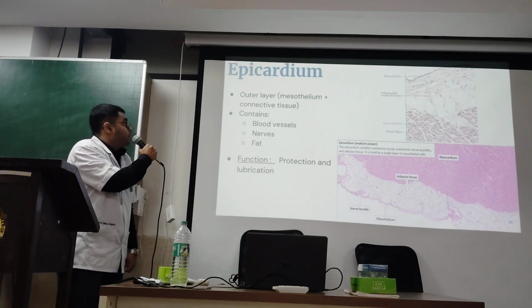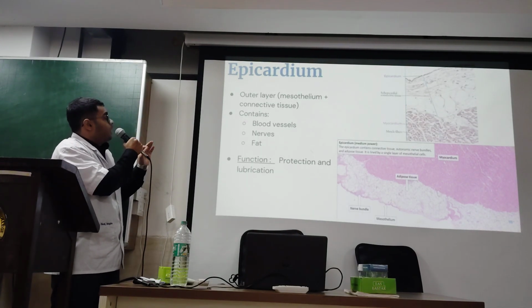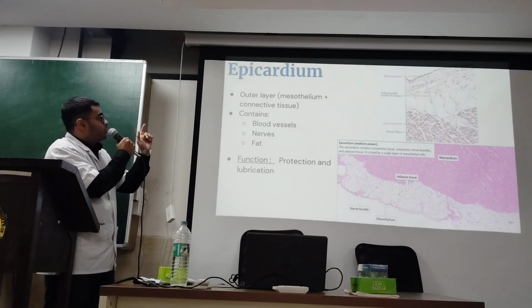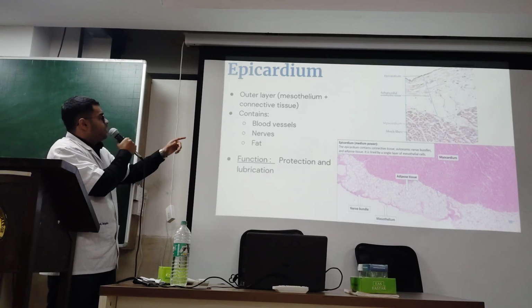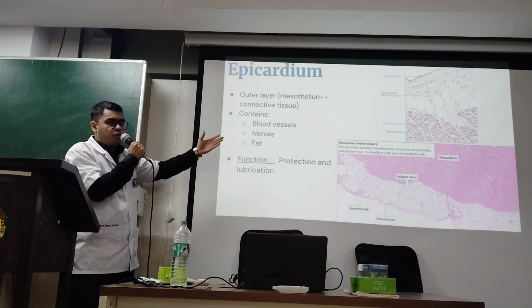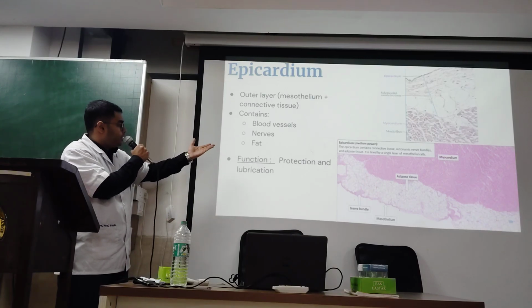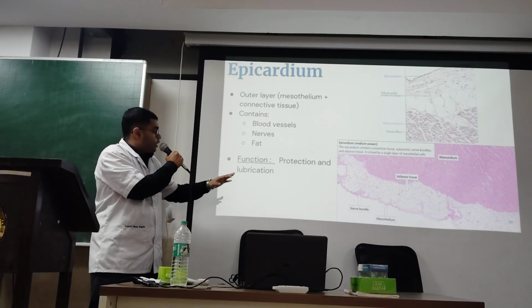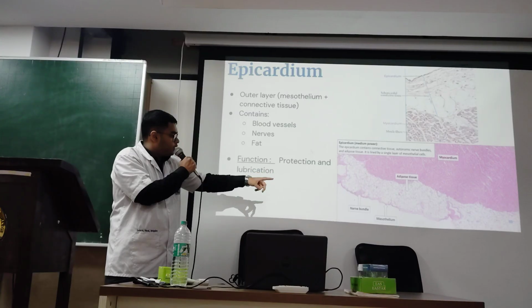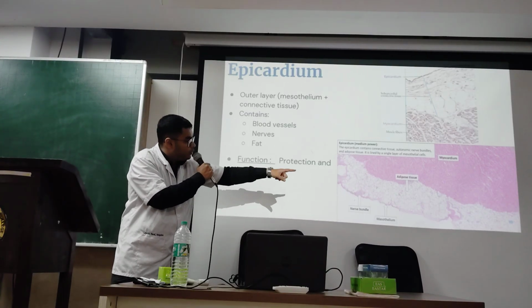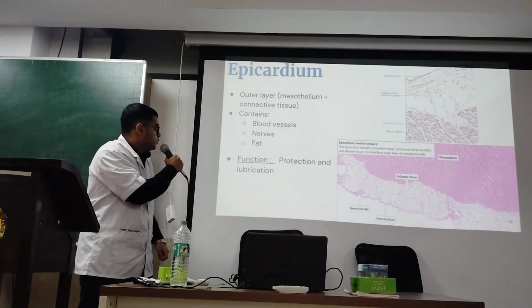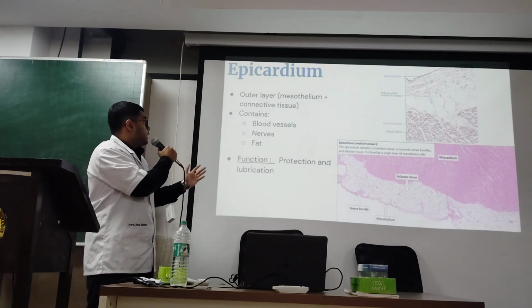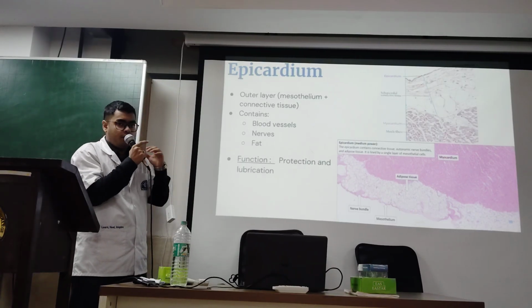Now let's move to the epicardium. This is the outermost layer of the heart wall. It is composed of mesothelium on the outer side, and below it we have connective tissue. This layer contains blood vessels. Then we have autonomic nerves which regulate the heart rate. Then we have adipocytes. We also have an autonomic nerve bundle. We have mesothelium. You can see the adipose tissue. Then we also have epicardial connective tissue below it. The function of the epicardium is protection and lubrication during cardiac movements.